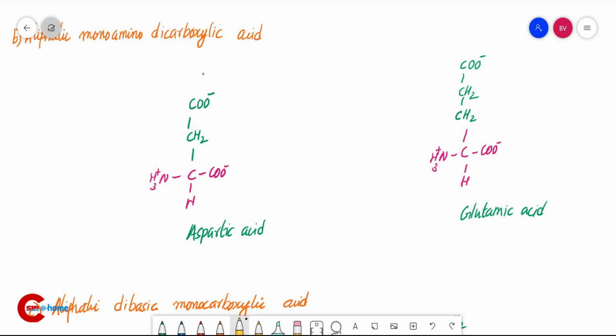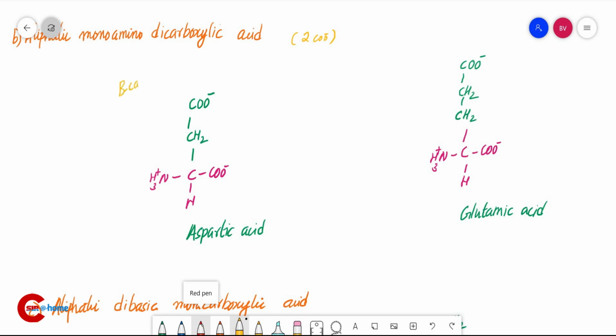Here you can see dicarboxylic acid means it contains 2 carboxylic acid. You can see here 2 carboxylic acid. Aspartic acid and glutamic acid both contain 2 carboxylic acid.